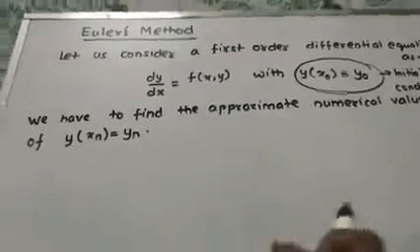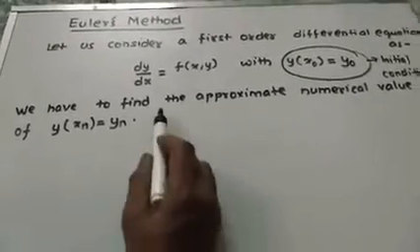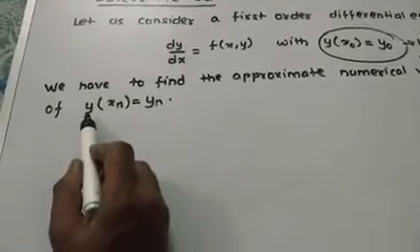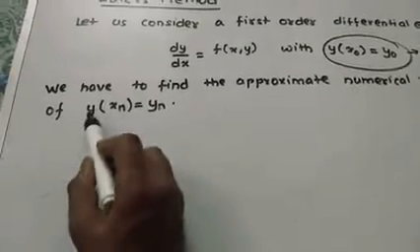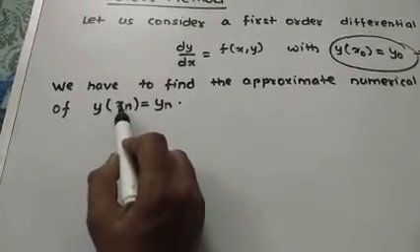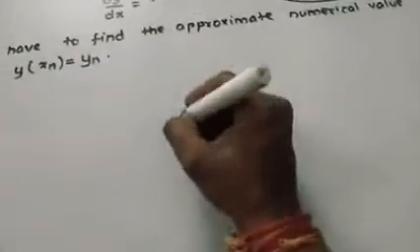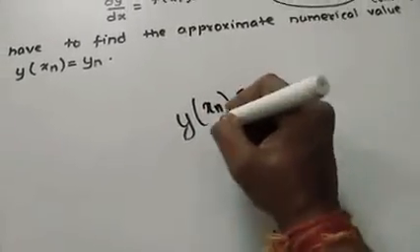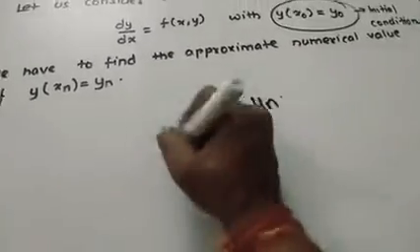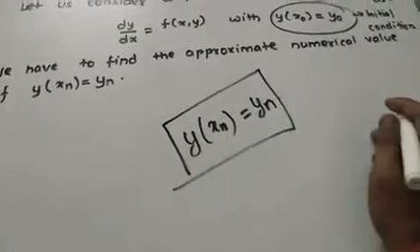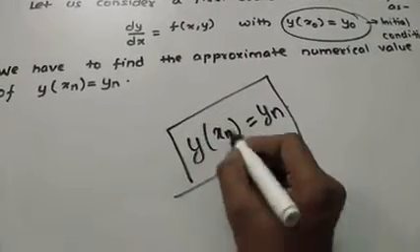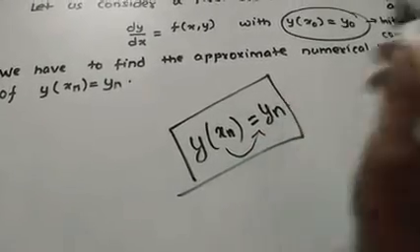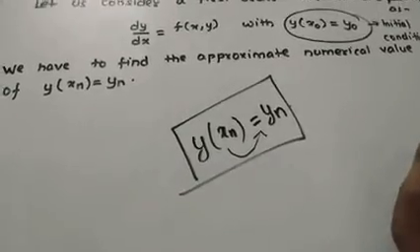Now what we have to find at the end: we have to find the approximate numerical value of y at a point xn, which is denoted by yn. That means we have to find the value of y at the point xn, which is denoted by y of n. So this is a notation. We can treat this as a notation. That is, finding y at the point xn is denoted by y suffix n. This thing we have to find.